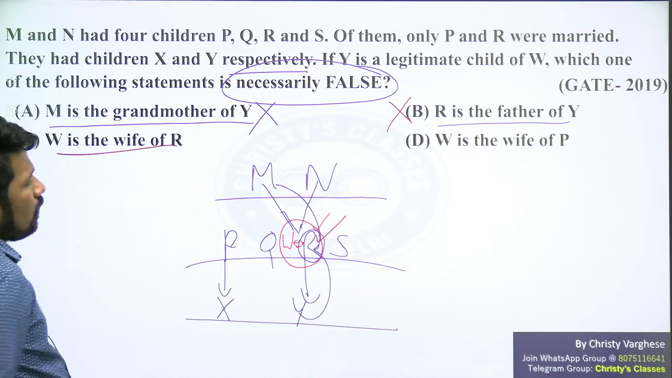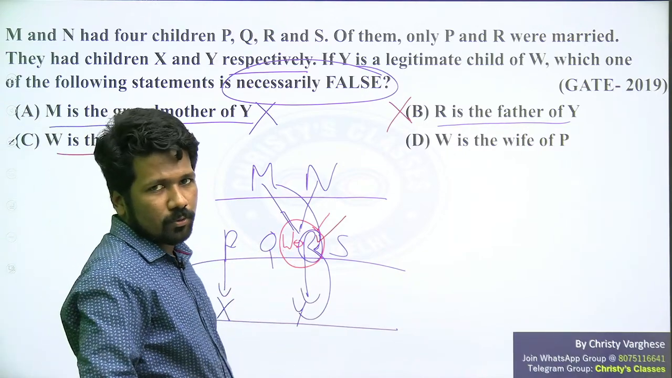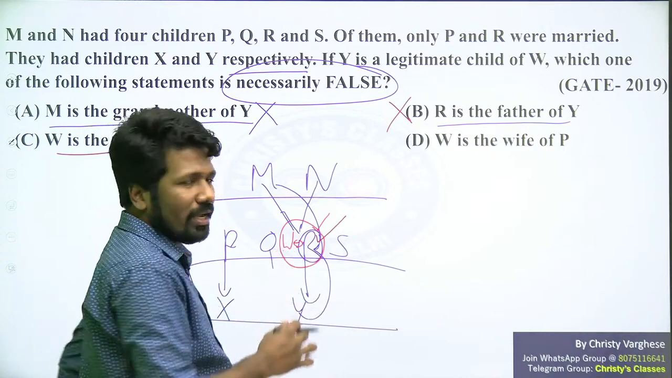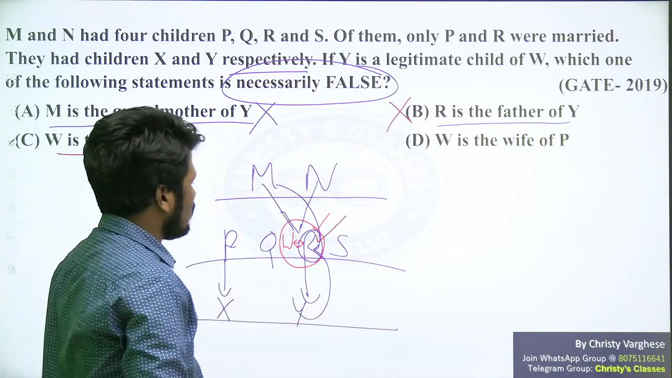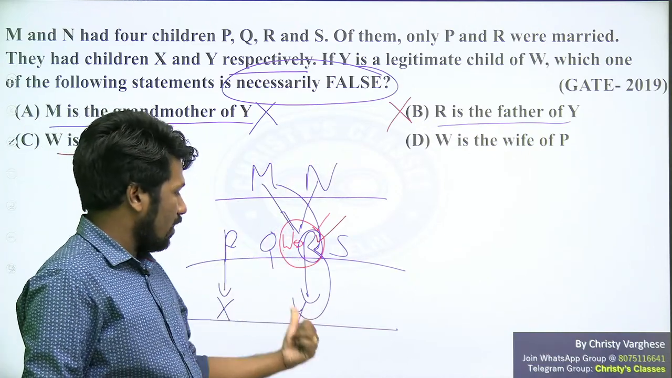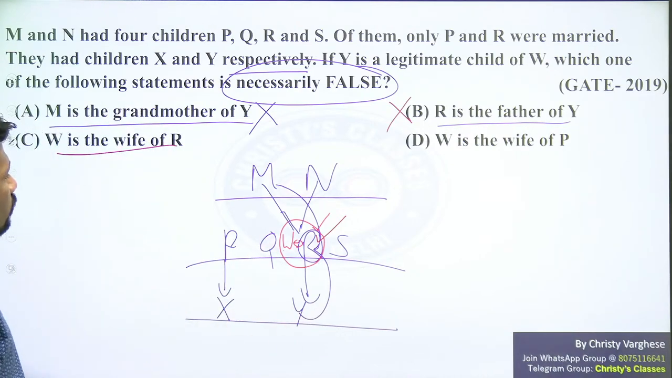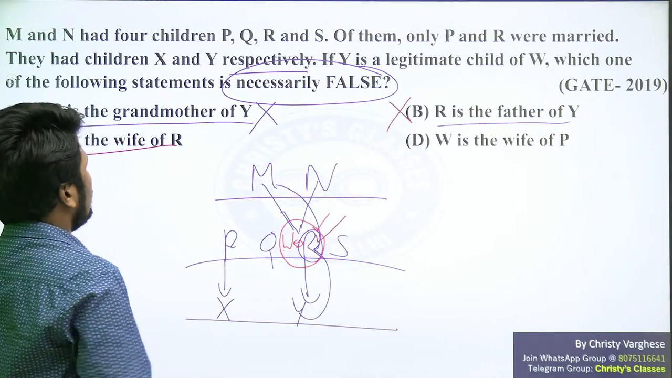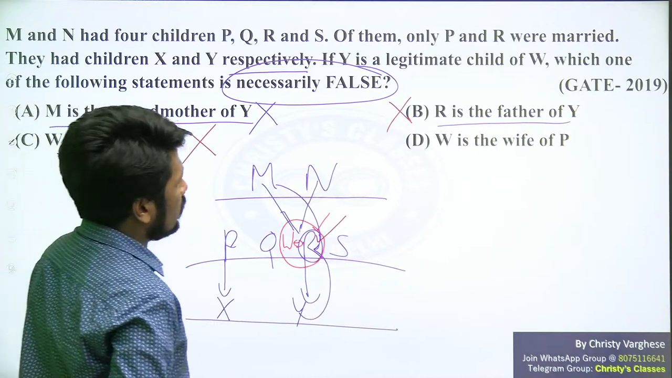W is the wife of R. W can be the wife of R, W can be the husband of R also. Because still we don't know the gender of W and R, but we know that they are married to each other. I already told you the reason. Legitimate child is the reason. W and R are parents of Y also is given in the question. That is why W is the wife of R is a possibility. W is the husband of R is also a possibility. So it is not always false. So option C is also not the answer.